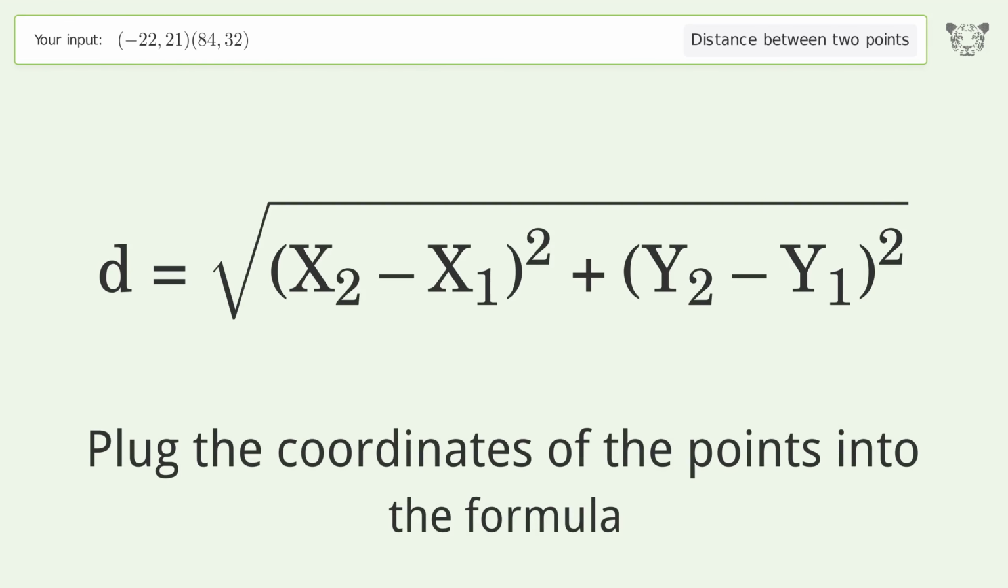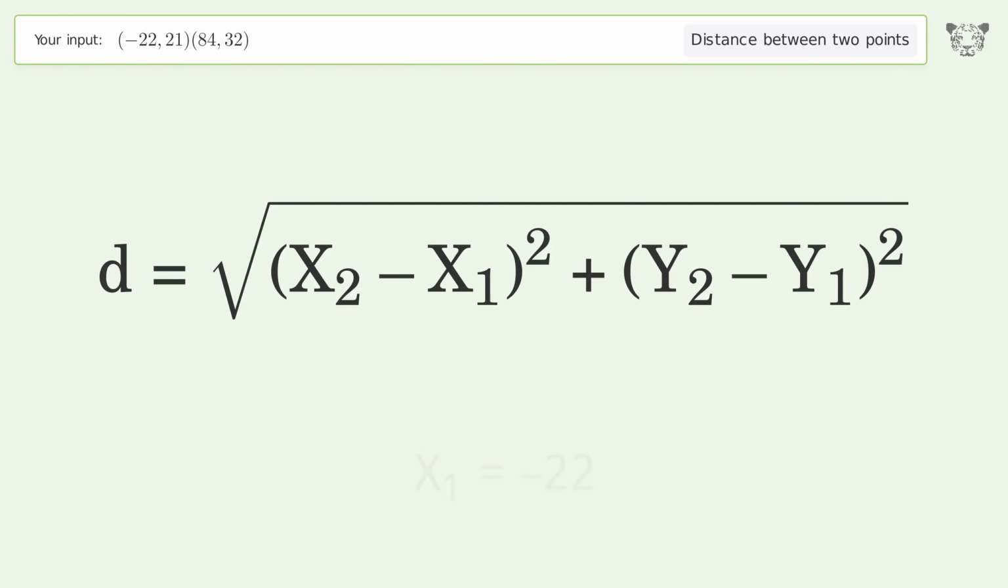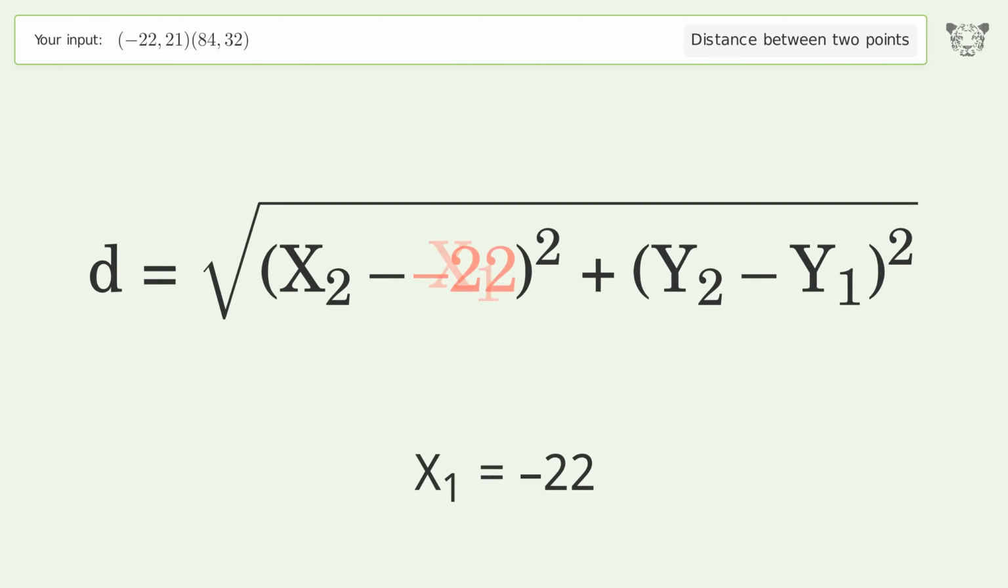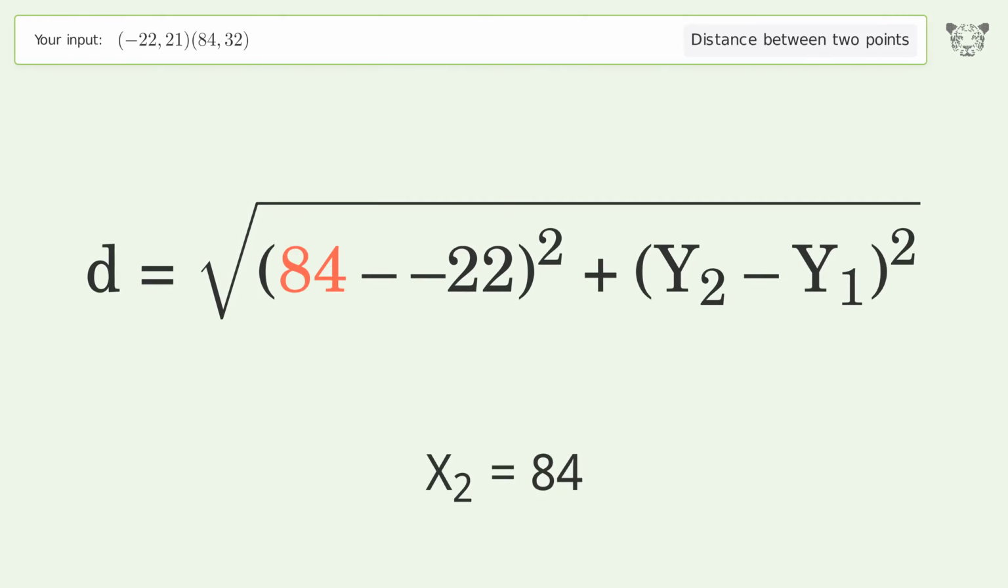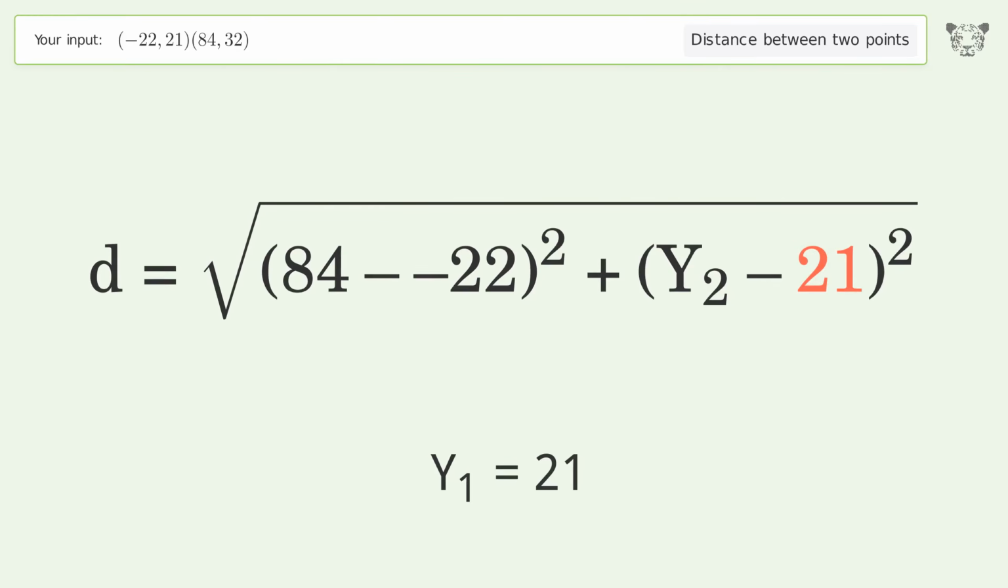Plug the coordinates of the points into the formula. x1 equals -22. x2 equals 84. y1 equals 21. y2 equals 32.